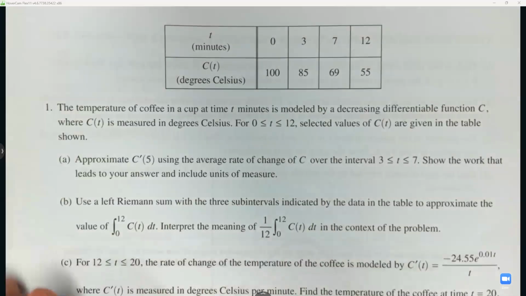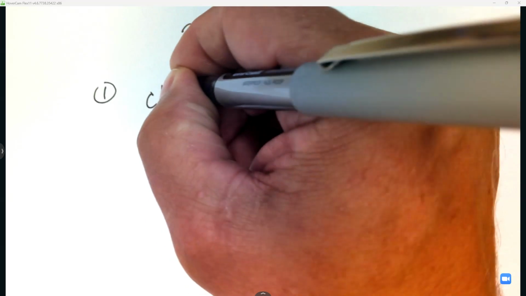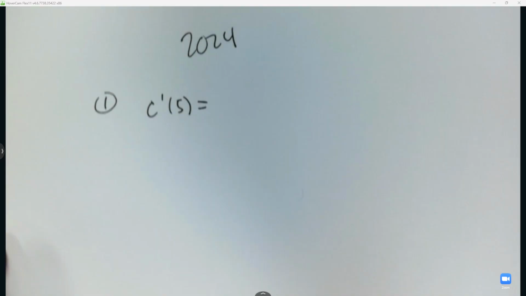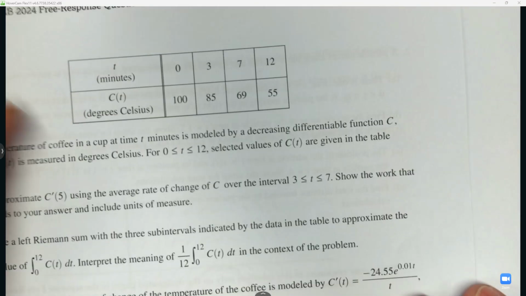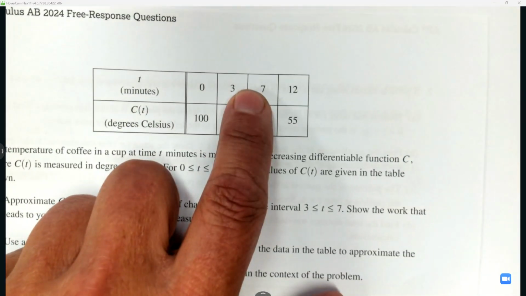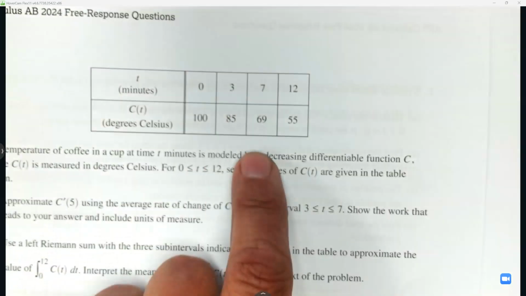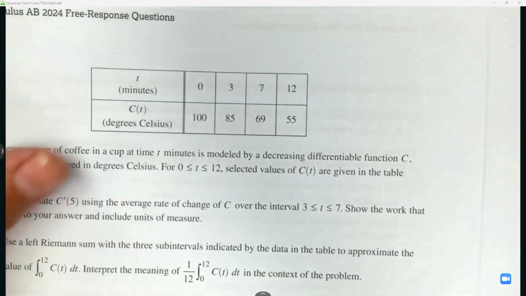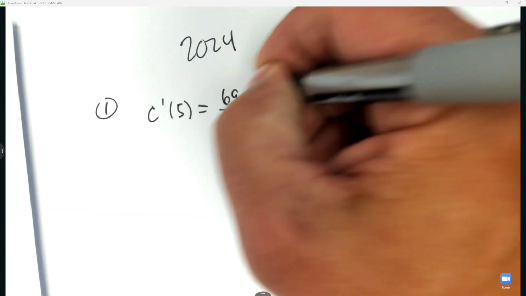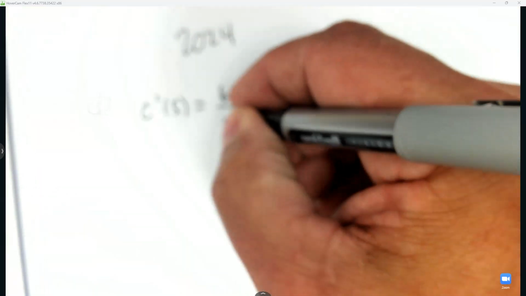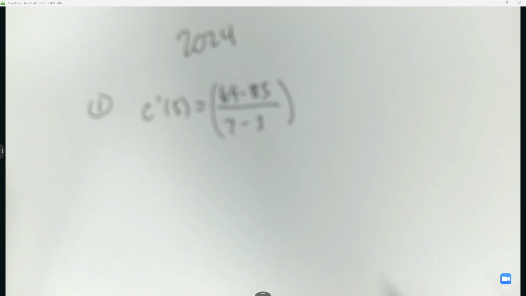Using a table, a derivative means you have to use average rate of change, or y2 minus y1 over x2 minus x1. You can tell 5 is not there. So what points surround 5? The derivative would be the slope. So 69 take away 85 using the slope formula, and then 7 take away 3, order matters. And then we don't need to simplify that.